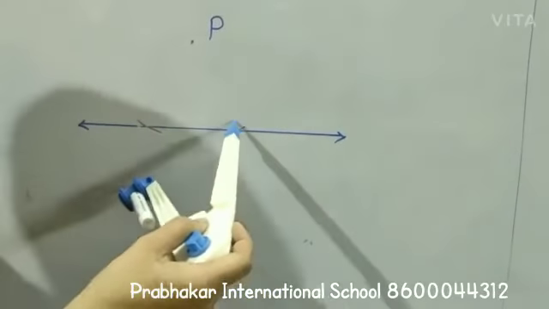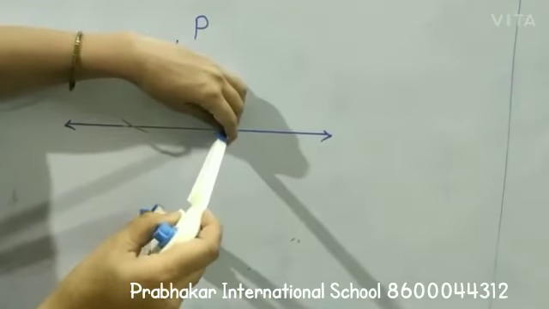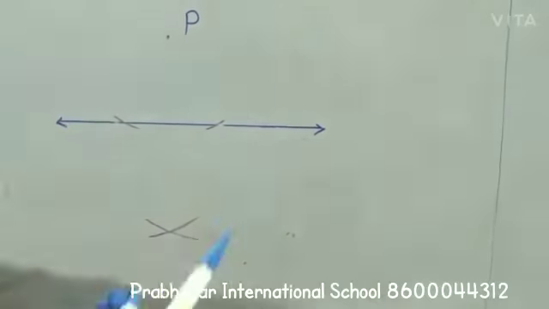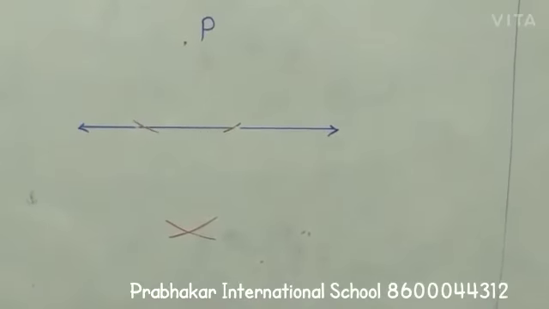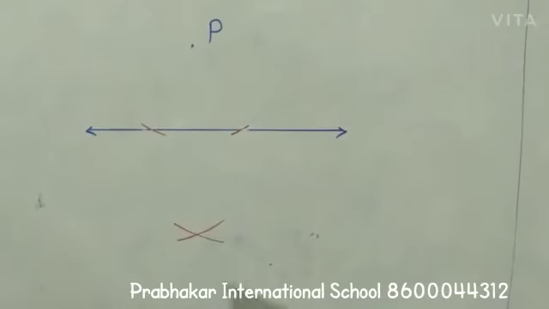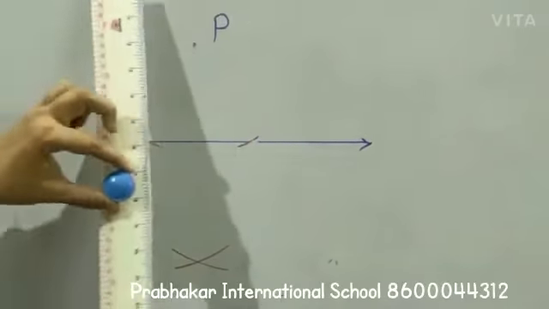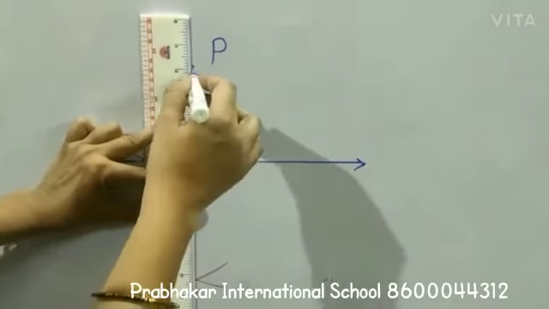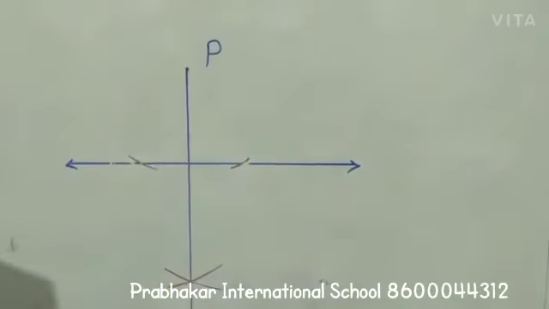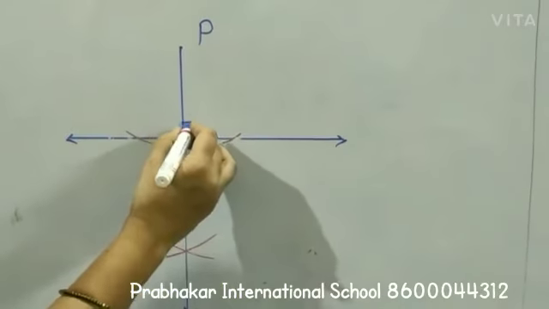We are getting here one intersecting point. Now with the help of the scale or ruler, what you can do, you can join the point P and this intersecting point. See, it is exactly going. So this is what perpendicular when the point is outside the line. So this way you can draw the perpendicular.